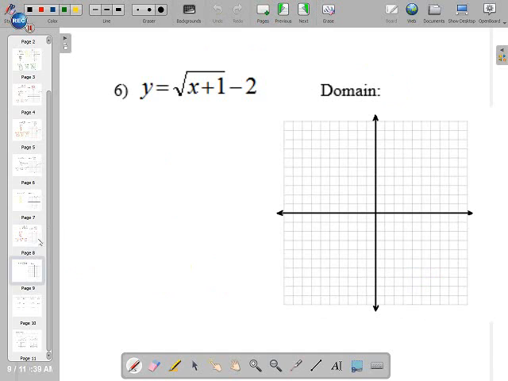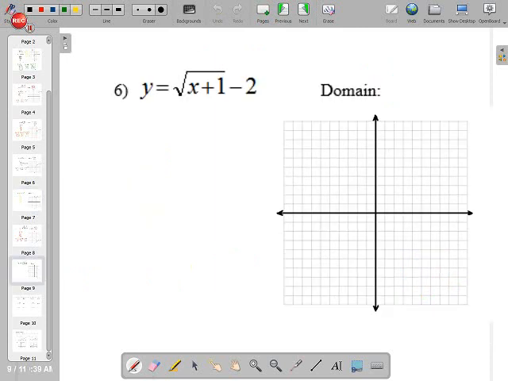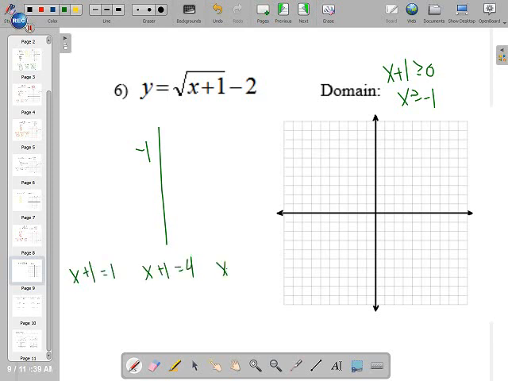One more. Wait, where'd number 5 go? Was that number 5? Alright. So, x plus 1 is greater than or equal to 0. x is greater than or equal to negative 1. That's your domain. So when I start my table, I'm going to start at negative 1. Negative 1 plus 1 is, well, let's find the other ones. x plus 1 is 1, x plus 1 is 4, x plus 1 is 9. So x equals 0, x equals 3, x equals 8. So 0, 3, 8.